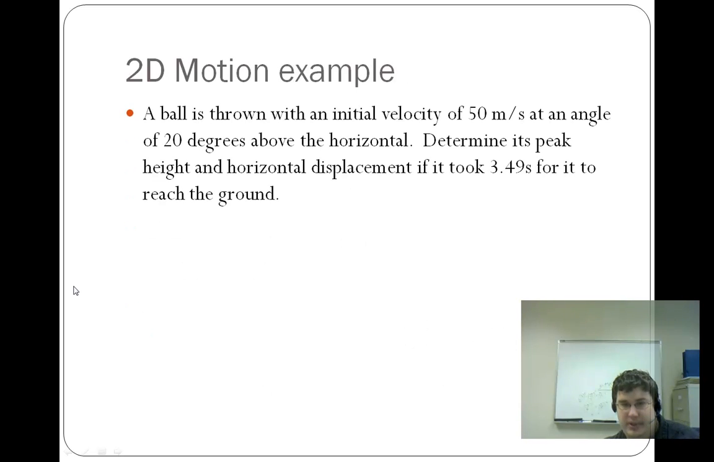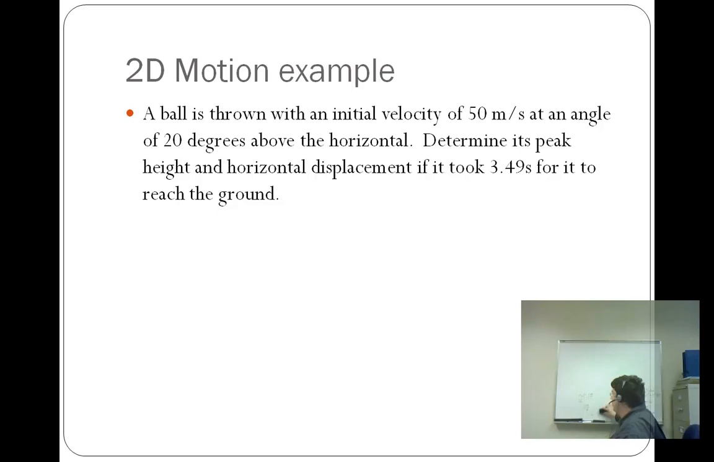All right, so we're going to do this first one together. A ball is thrown with an initial velocity of 50 meters per second at an angle of 20 degrees above the horizontal. Determine its peak height and horizontal displacement if it took 3.49 seconds for it to reach the ground. So we're going to do this out, and I'm going to erase this.